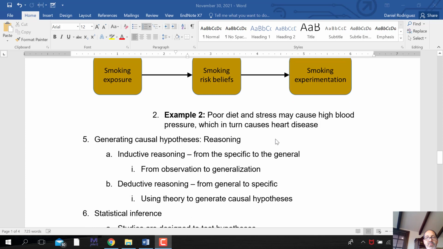Or here's another example. Poor diet and stress may cause high blood pressure, which in turn causes heart disease. So a lot of things in our world are very complicated in the way they are related. There are mediating mechanisms involved. One should always conceptualize potential mediators or moderators, although moderation isn't something I'm discussing right at the second here, but that's something else to consider, like whether the effect of exposure on smoking differs for males and females, or for some other possible factor.